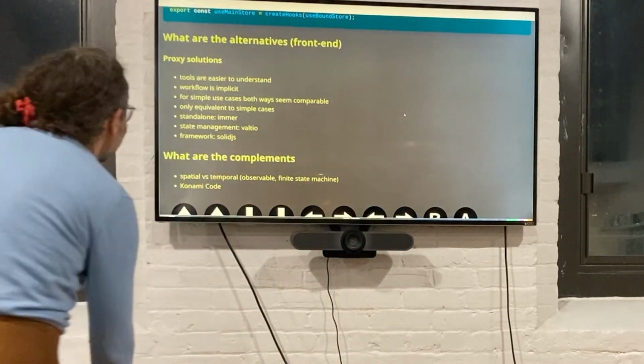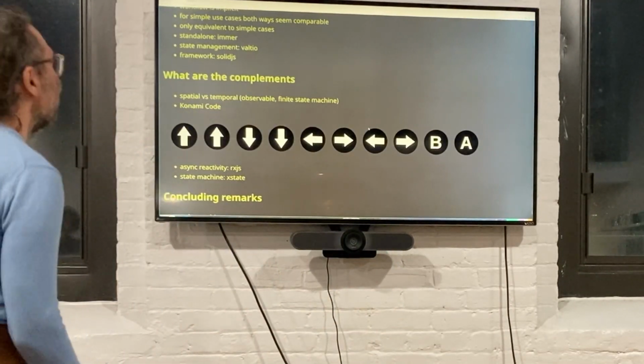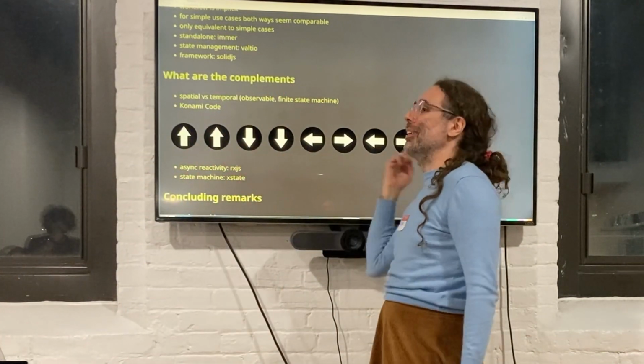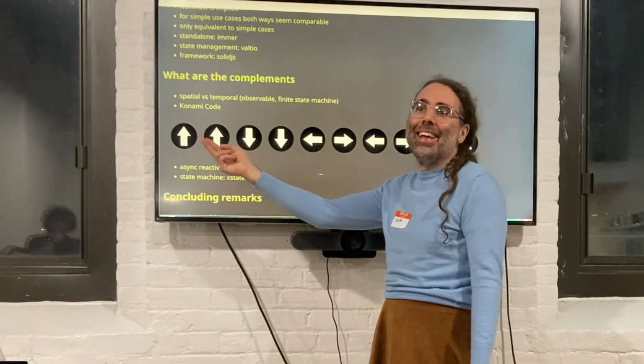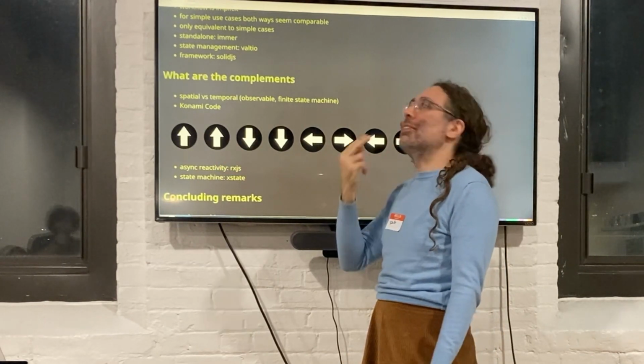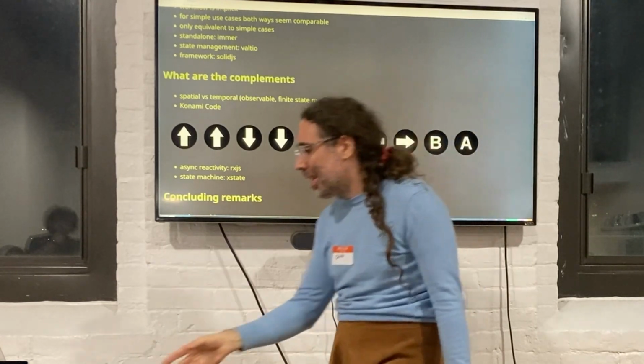So, as an example, some of you know what is a Konami code, it was a cheat code in old Nintendo games. That's an example of something, some state management, that you don't do with lenses.